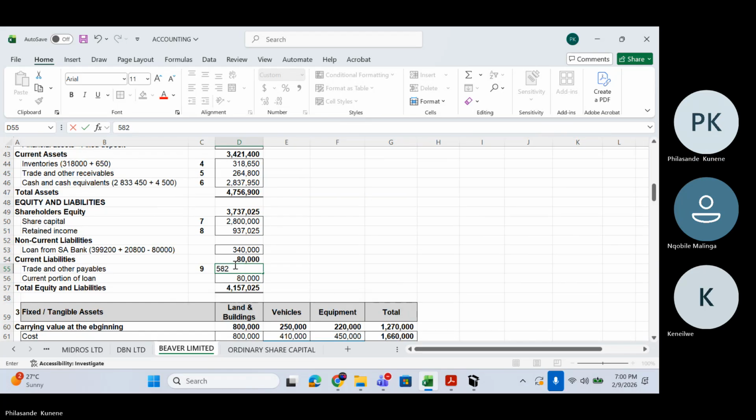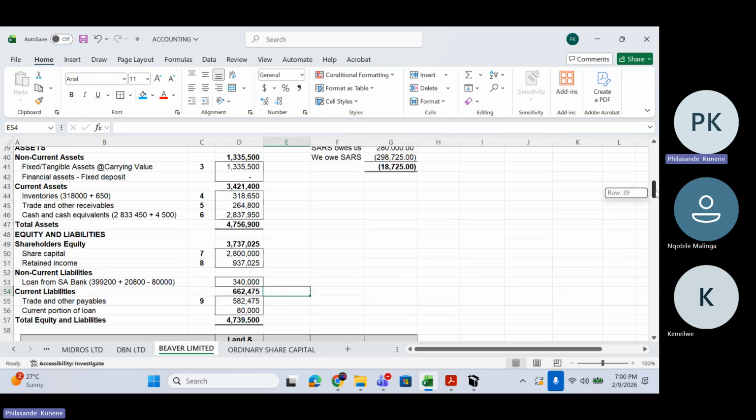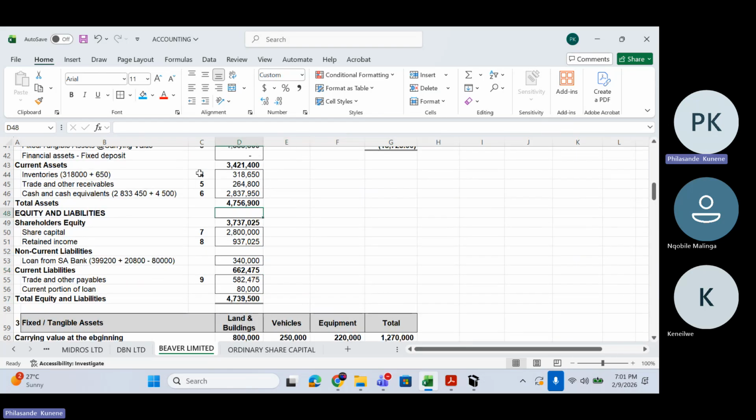582,475. 47,475. Okay. Then now we need to check if our balance sheet is balancing. Well, how much do we have there? We have total assets of 4,756,900, and then here we have 4,739,500. It doesn't balance. Somewhere, somehow, we made a mistake.